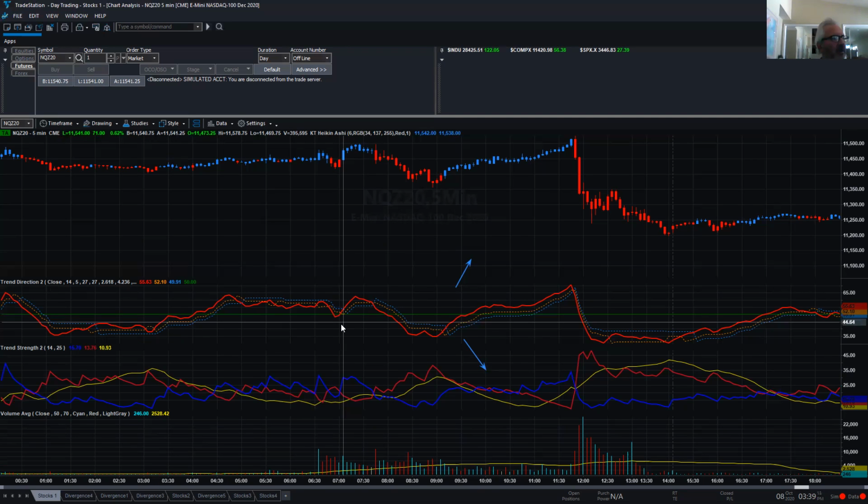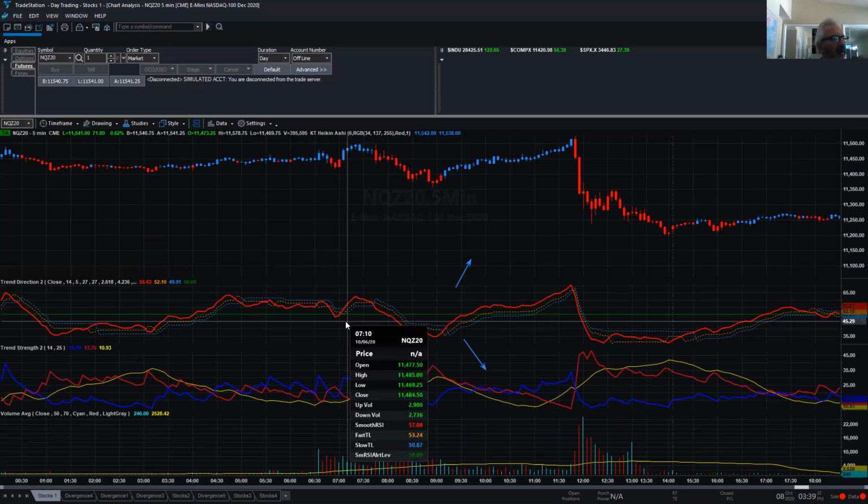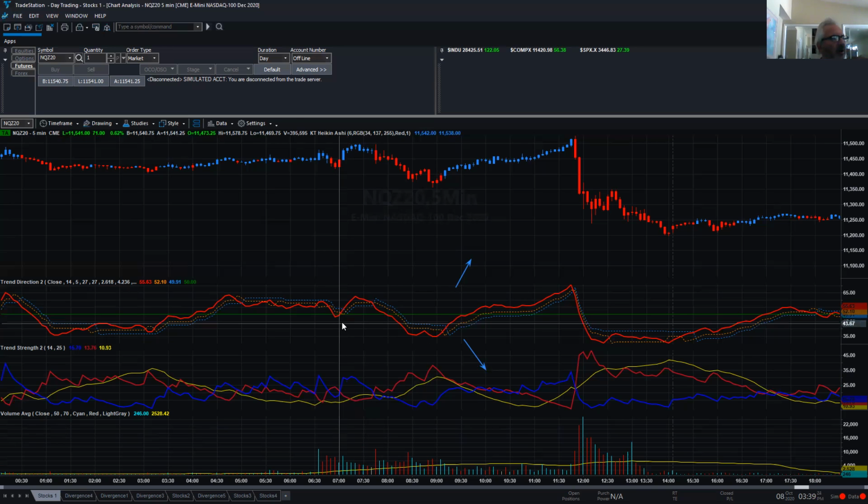As soon as this line here gets penetrated, we jump on it, which would be on the open of that move. And since this is a 5-minute chart, it'd be 7:05. So at 7:05, actually, we start the trade, and we are in it until 7:40.